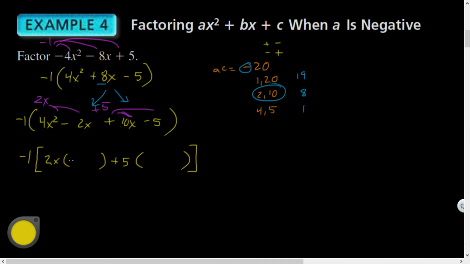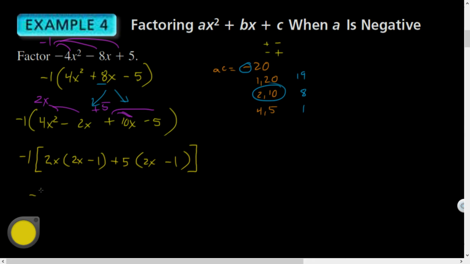All right, 2 times what is 4? 2 times 2 is 4. And x times what is x squared? X. And 2x times what would be a -2x? -1, yeah. And let's try the same thing over here. 5 times what is 10x? Well, that's 2x. And 5 times what is -5? That's a -1. And hey, my parentheses matched.